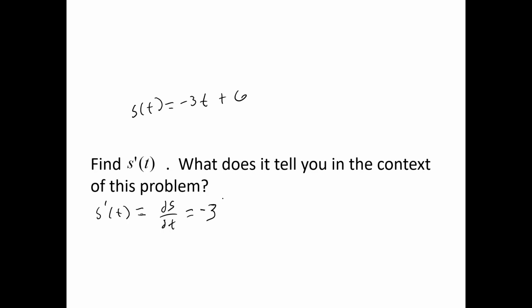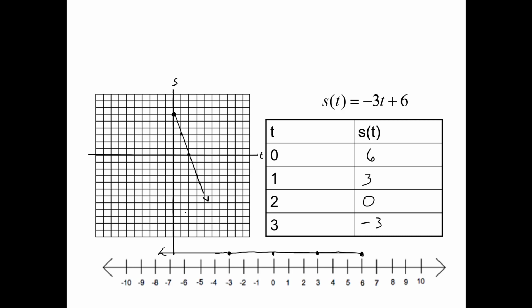And so what does this tell us? The negative tells us we're going to the left, and that we are going to the left 3 units every second, which is what we saw when we looked at our actual path here. Every second that was going by, t equals 0, t equals 1, t equals 2, and t equals 3, every second that increased, we walked 3 units. The negative told us that we were walking to the left.